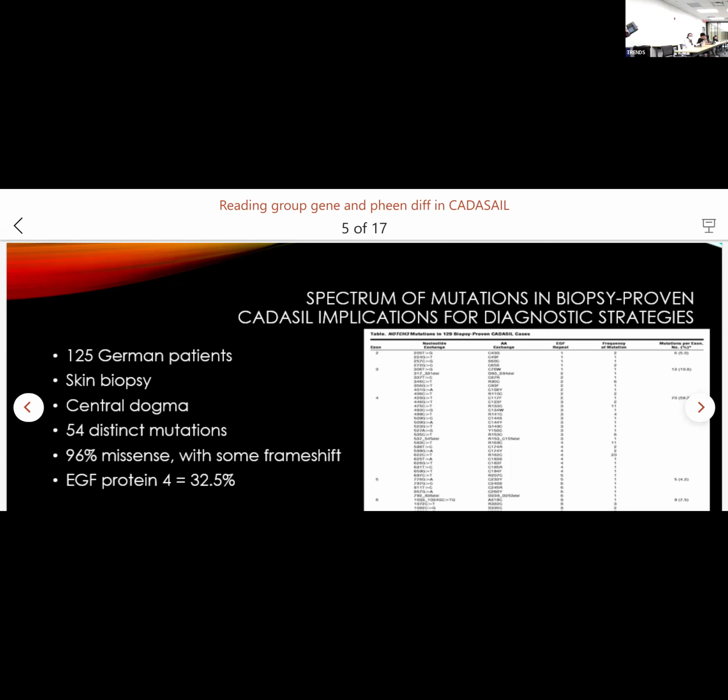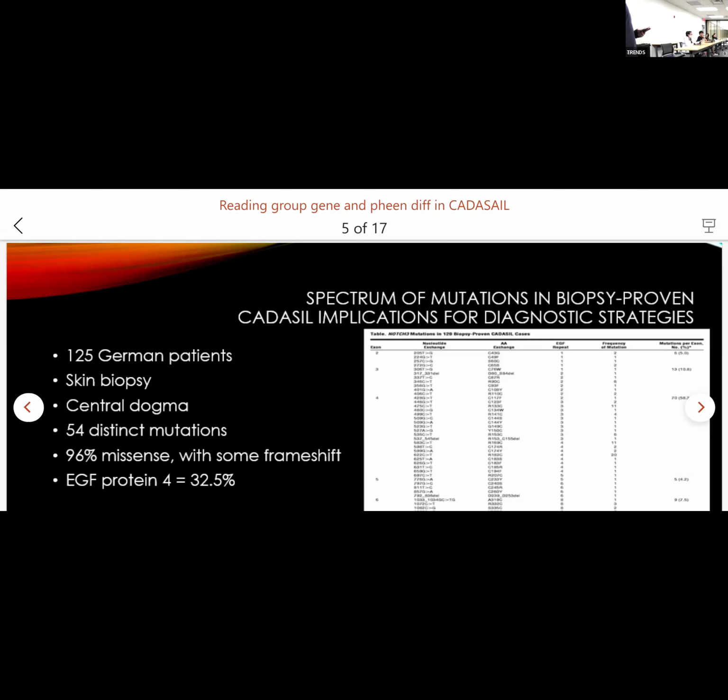What this paper did is they performed skin biopsies on 125 German patients, using qPCR and Western blot techniques to review the spectrum of what the gene produced and report that. The main test to extract this was from the epithelial cells. It's a skin biopsy test used with CADASIL, and that usually tells you the gene association, meaning whether you're genetically positive or negative.